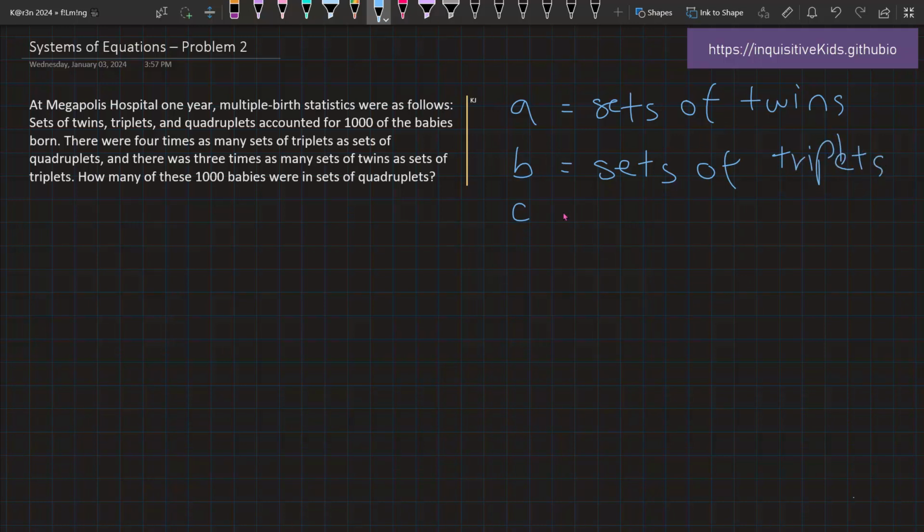And finally, we have C. C is going to represent the number of sets of quadruplets that were born. Sets of quadruplets, I'm just going to write quad as an abbreviation. So now is when we can write our equations out.